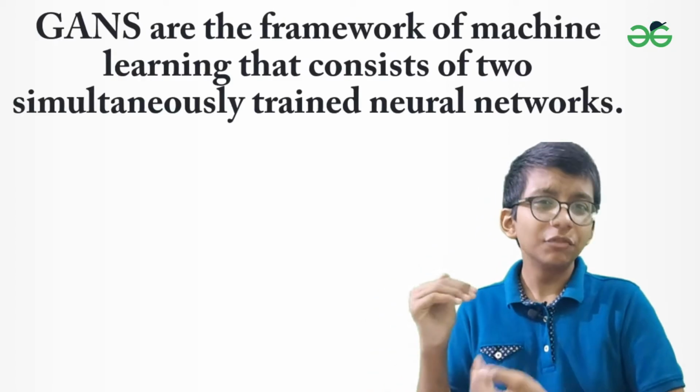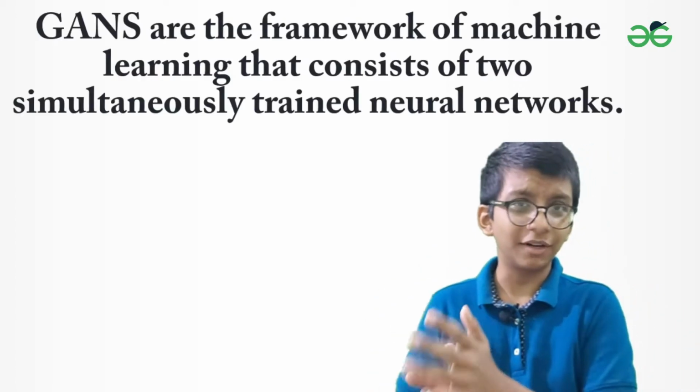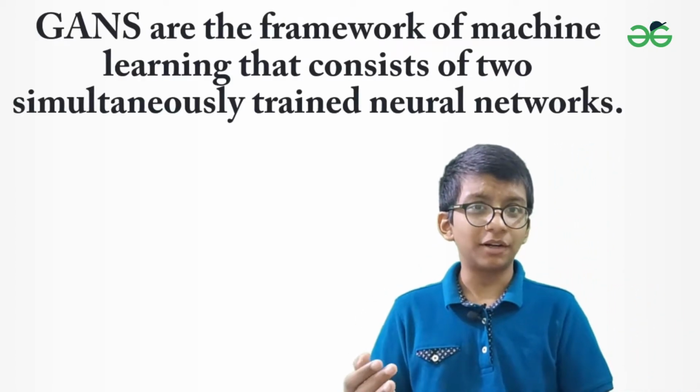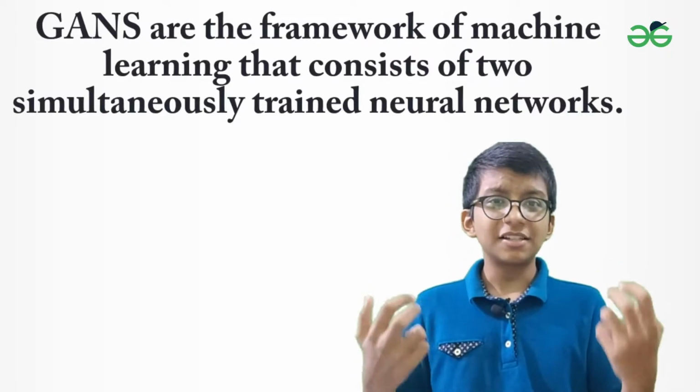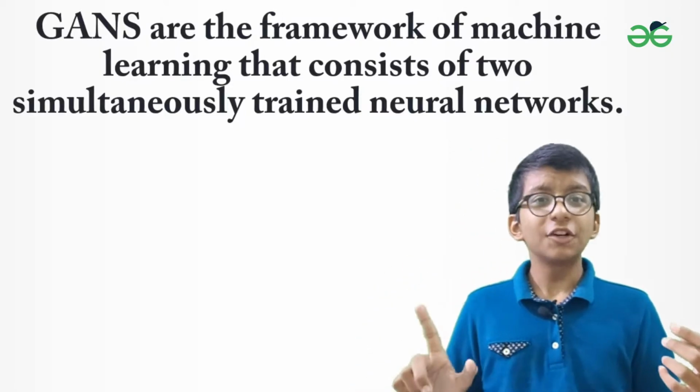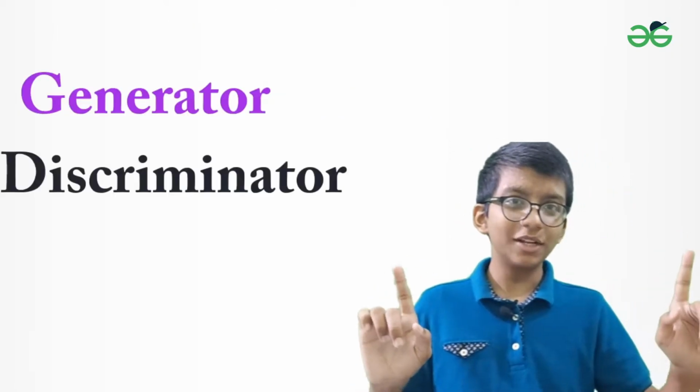So what are GANs now? Just like natural language processing or computer vision, GANs are a framework of machine learning or deep learning. It consists of two neural networks. The first one is the generator and the second one is the discriminator.